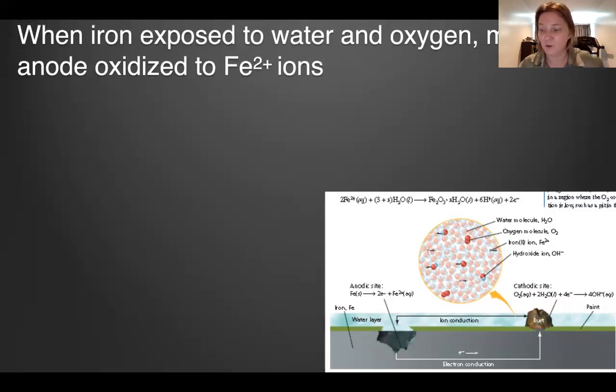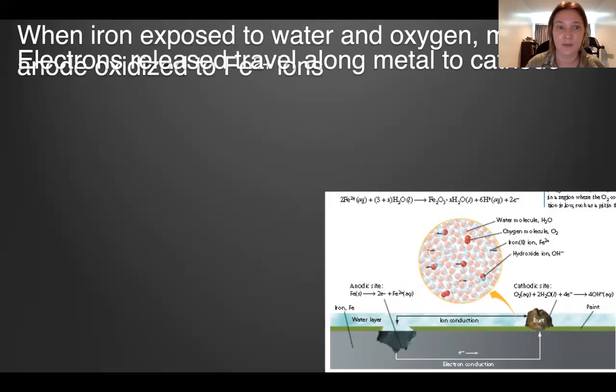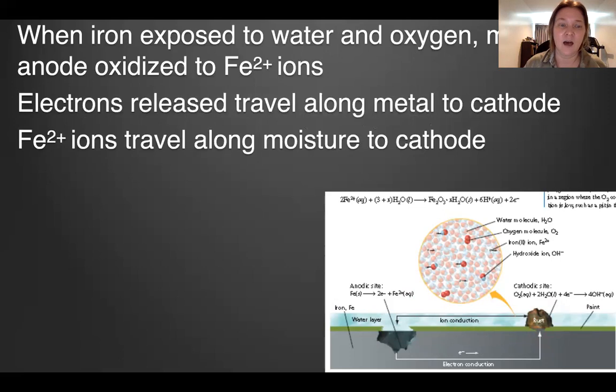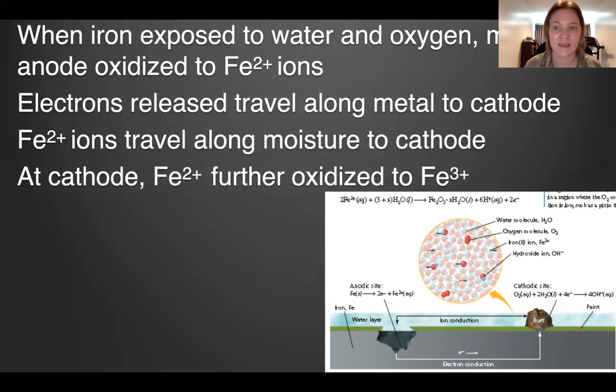So when iron is exposed to water and oxygen, the metal at the anode here is oxidized to iron(II) atoms, which you see here. Not very clear, but you see it anyway. The electrons that are released are going to travel along the metal to the cathode. The iron(II) ions will travel along the moisture, which is here, to the cathode as well. And at the cathode, the iron(II) ions are further oxidized to iron(III) ions.